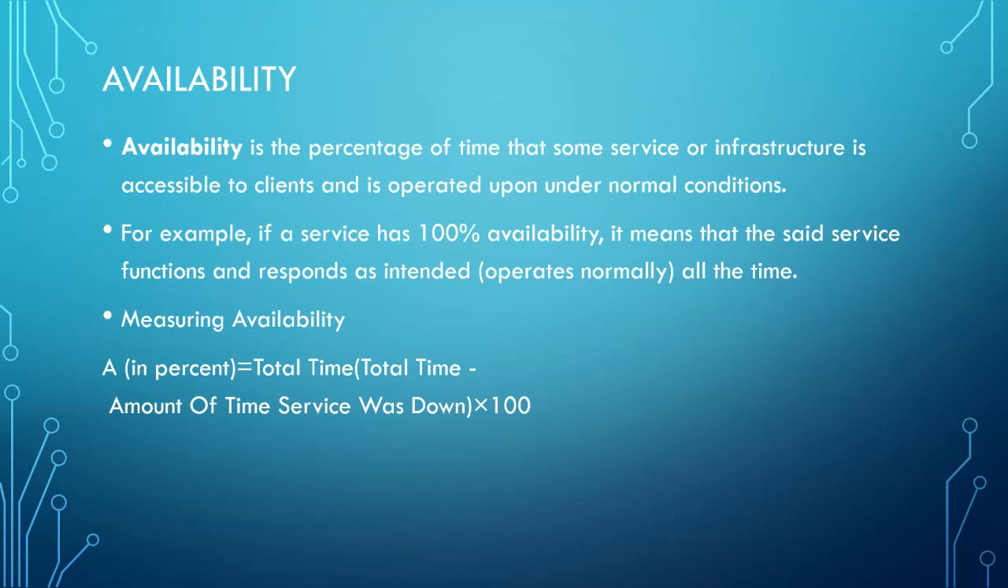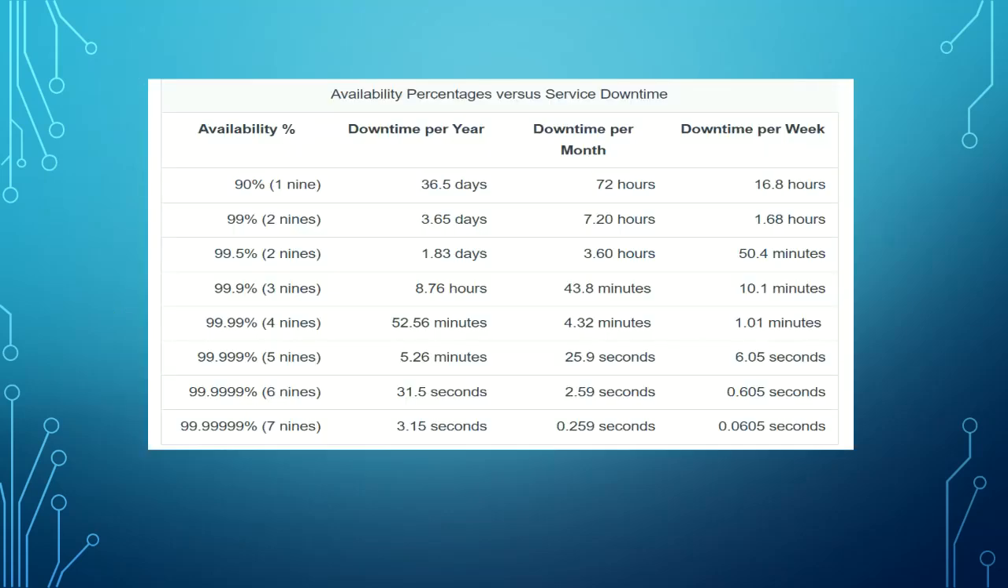So how do we measure availability? Here is the calculation: total time minus the amount of time the service was down, divided by total time, times 100. Consider a year as the total time and the amount of time the system was down in seconds. This gives us the value of nines, telling us how available the system is. This is where, when I started the discussion, I brought in the number of nines.